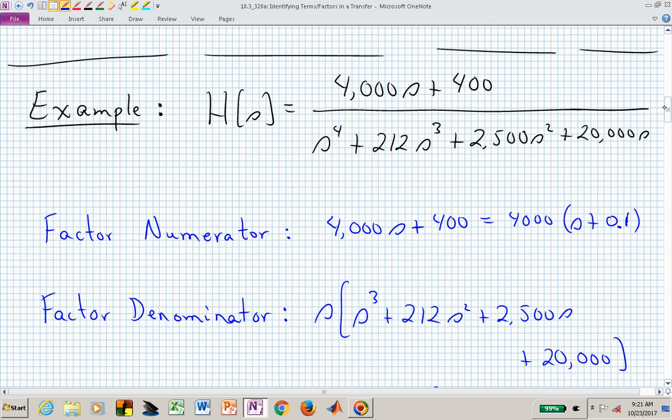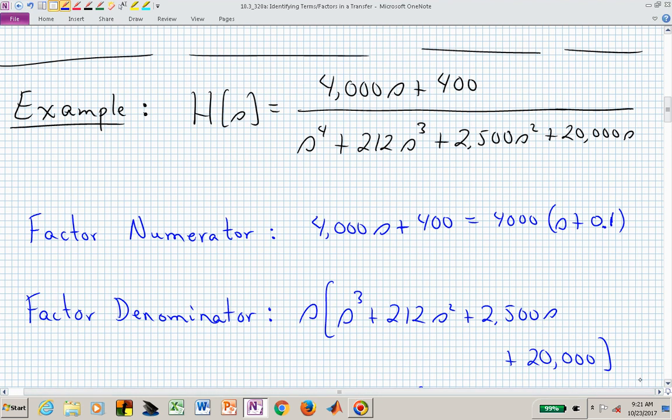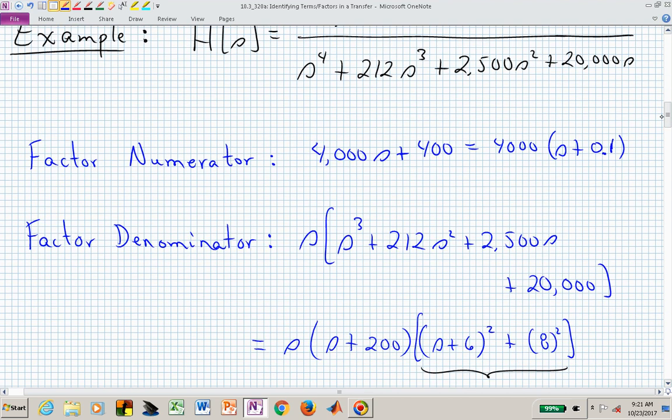The next step is to factor the denominator. We can see that there is no constant term in the denominator, no term that is not multiplying s raised to some power. We have an s, an s squared, an s cubed, and an s fourth. So we have an s common to all of those terms, and we can go ahead and factor that out. Now we have a cubic. We would then put that into MATLAB or our calculator.